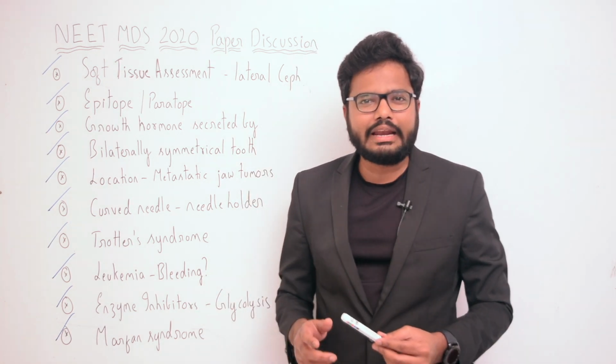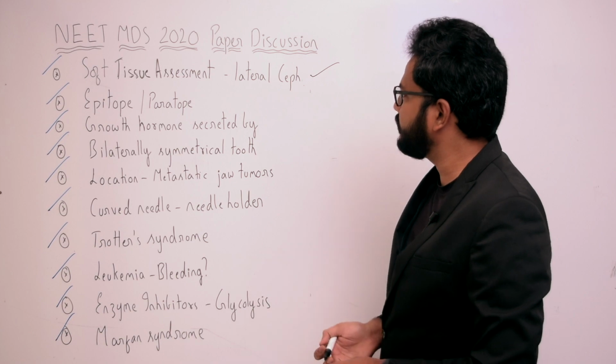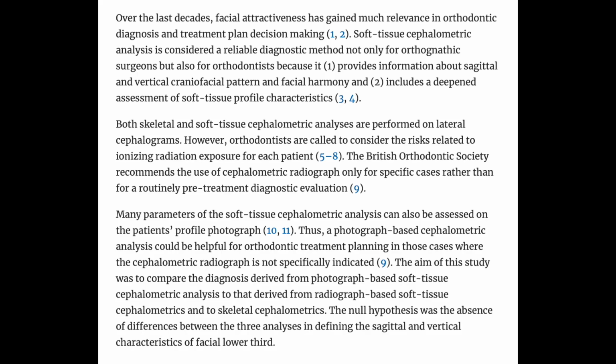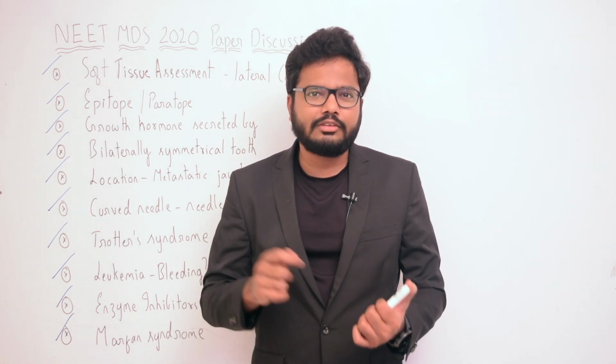In this video, let's discuss the following topics based on the given keywords, starting with soft tissue assessment, lateral cephalometry. As you know, both skeletal and soft tissue cephalometric analysis can be performed on lateral cephalograms, and also the British Orthodontic Society recommends the use of cephalometric radiograph only for specific cases rather than for a routine pre-treatment diagnostic evaluation. So let me know what the question is in specific.